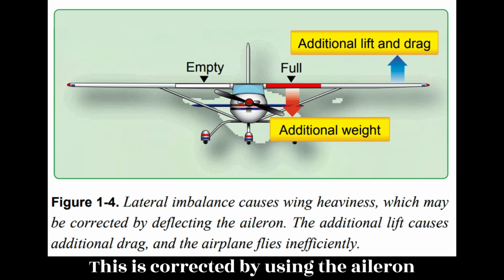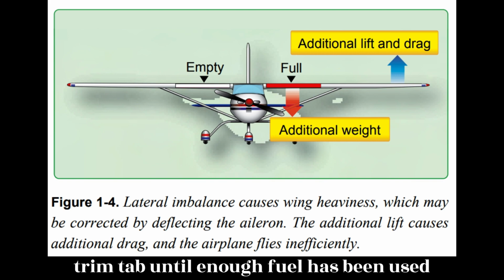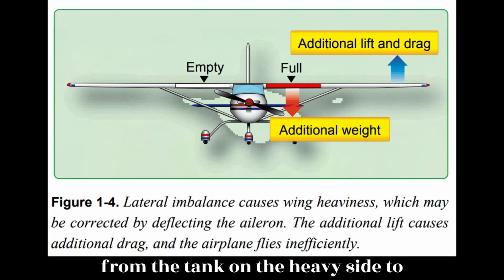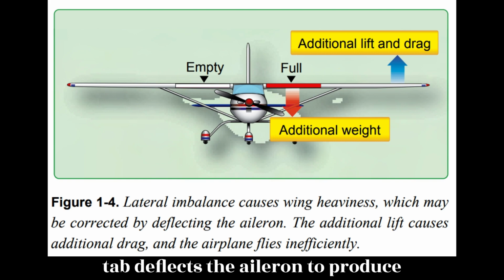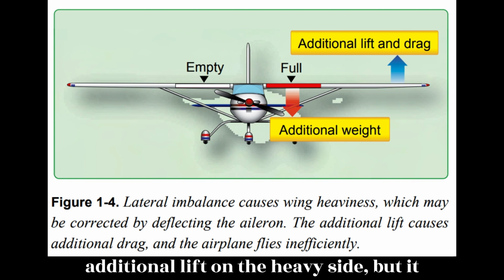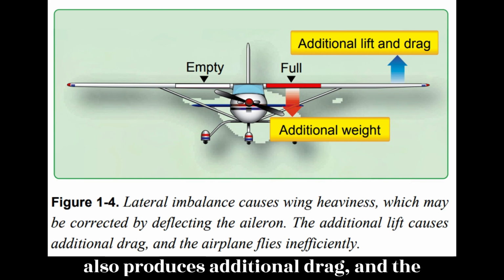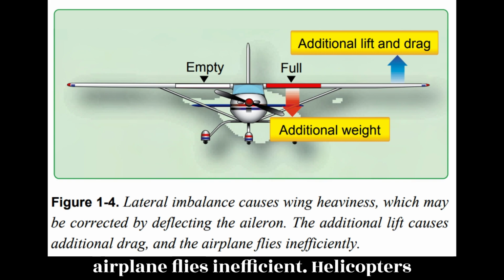This is corrected by using the aileron trim tab until enough fuel has been used from the tank on the heavy side to balance the airplane. The deflected trim tab deflects the aileron to produce additional lift on the heavy side, but it also produces additional drag, and the airplane flies inefficiently.